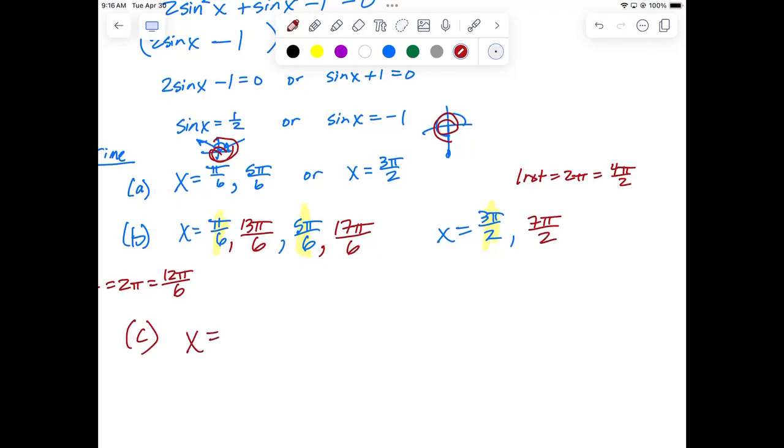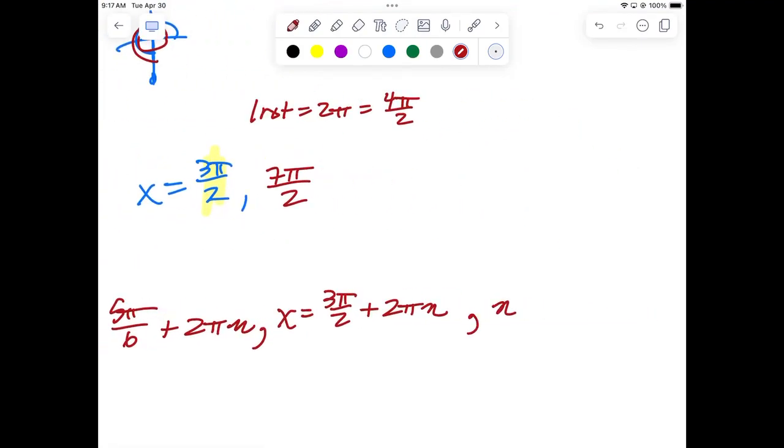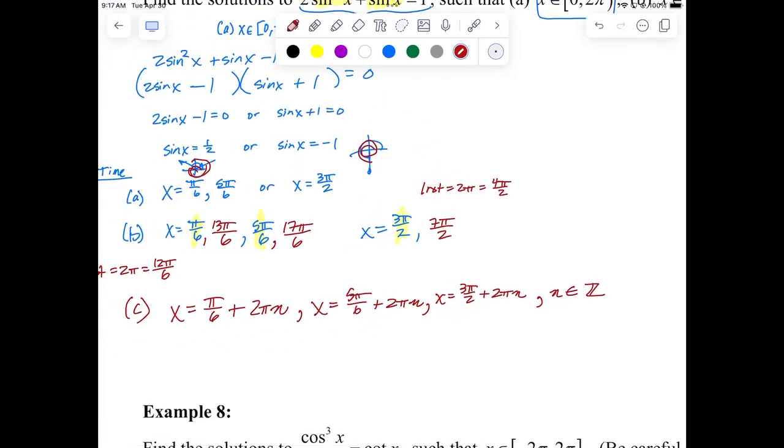You're going to say x equals pi/6 plus, how do we get all the coterminal angles? They're multiples of 2 pi. So we're going to say 2 pi n. And then the next one is x equals 5pi/6 plus 2 pi n. And then the last one is 3pi/2 plus 2 pi n. And then at the back here, I'm going to put another comma and say, by the way, n is an integer. You don't have to say it after each one. You can say it after you're done with all three of them. It has to be an integer. If it's not an integer, we're not going full rotations.